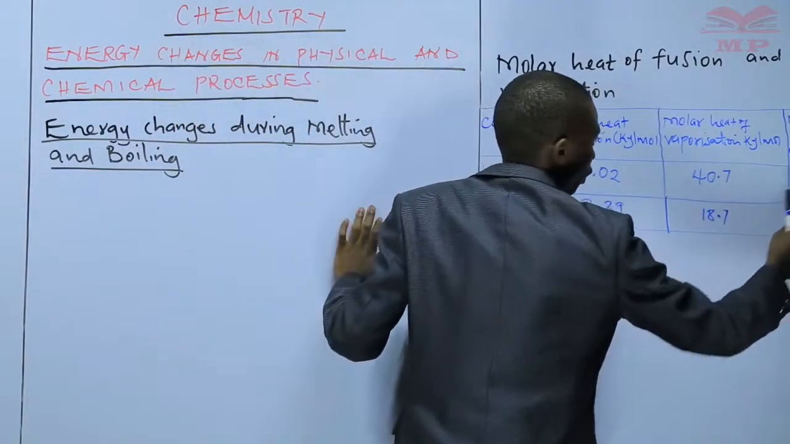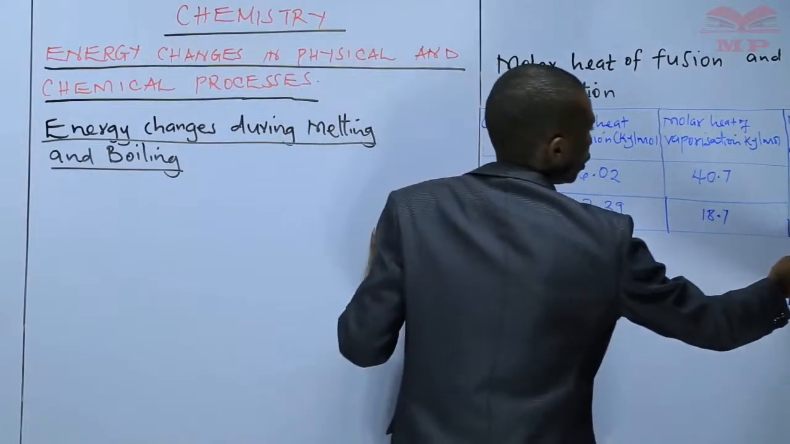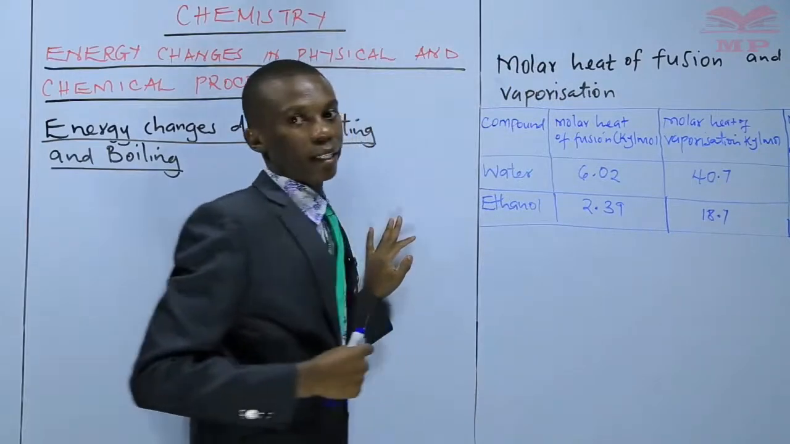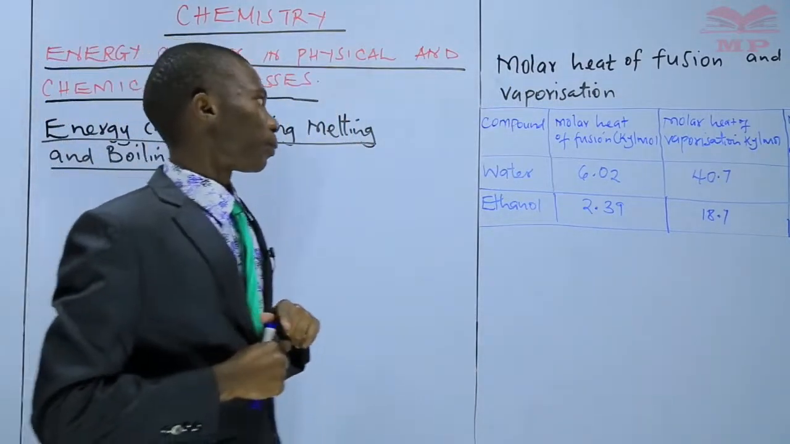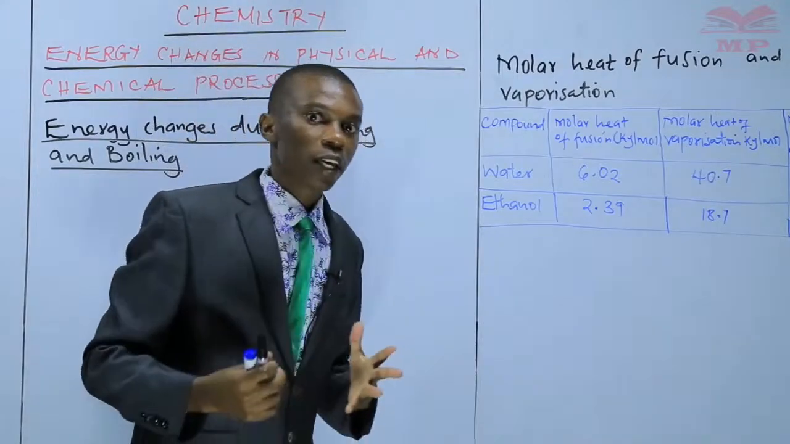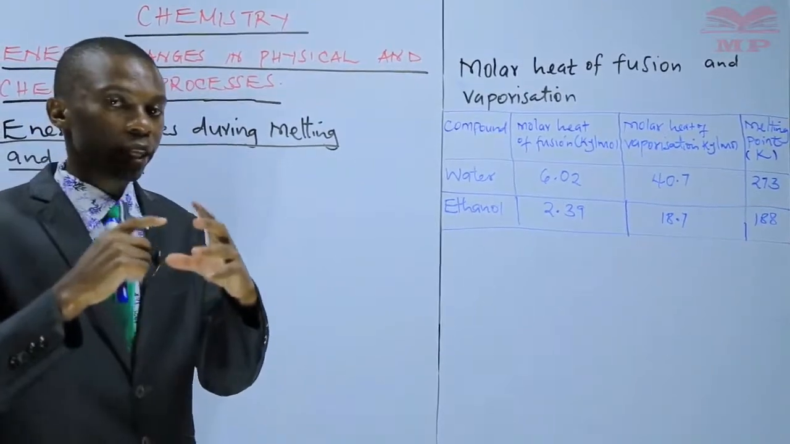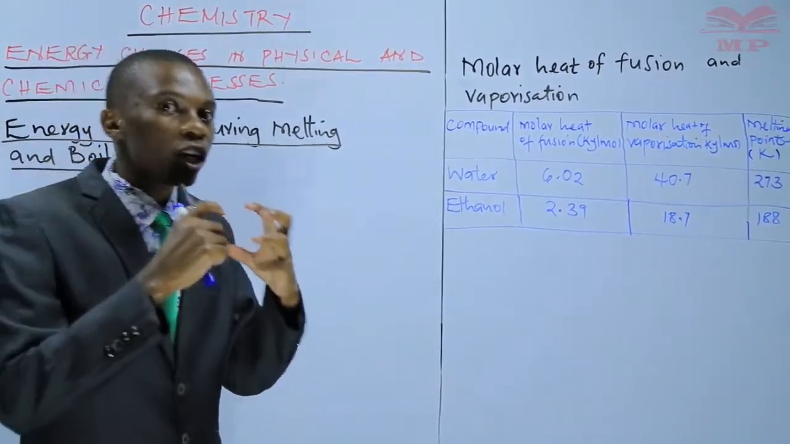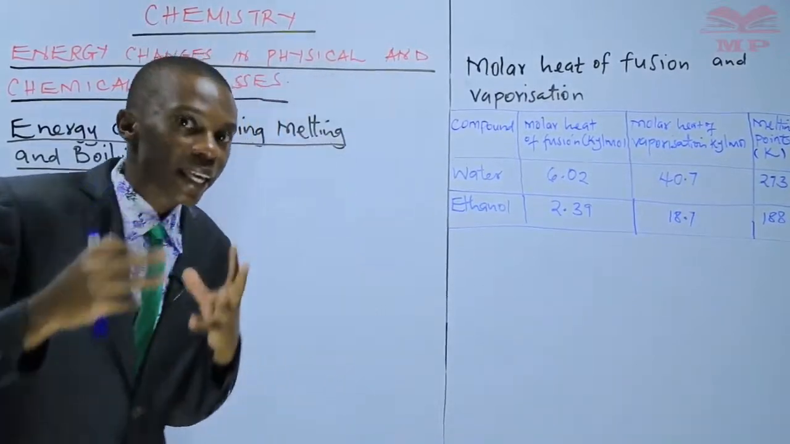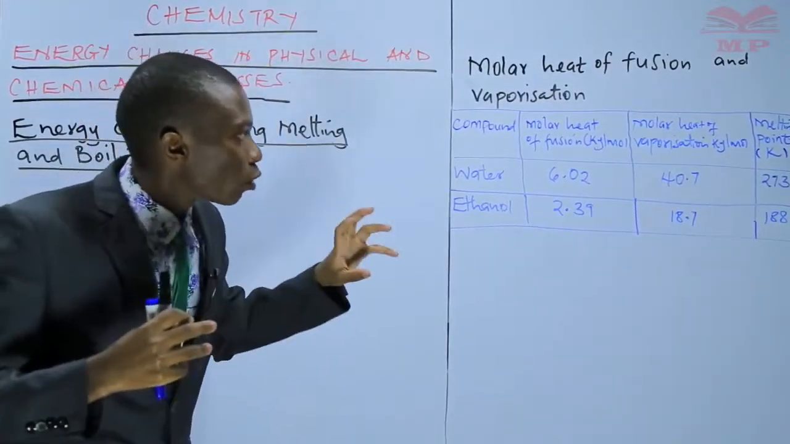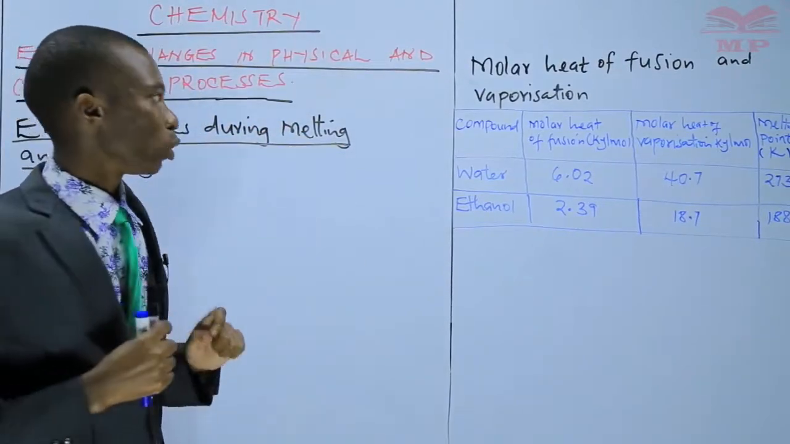The melting point is 273, and we have 2.39, and the melting point is 188 Kelvin. So it's showing the strength of the intermolecular forces, that in water, the intermolecular forces are stronger than in ethanol. That's why ethanol has a lower melting point compared to water.